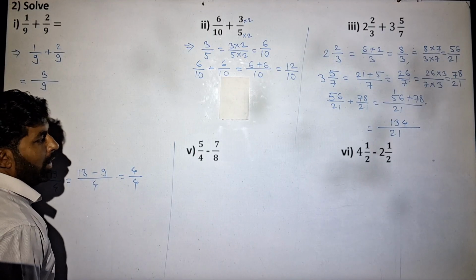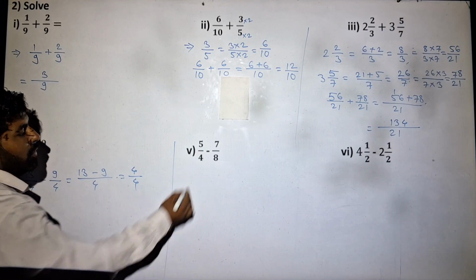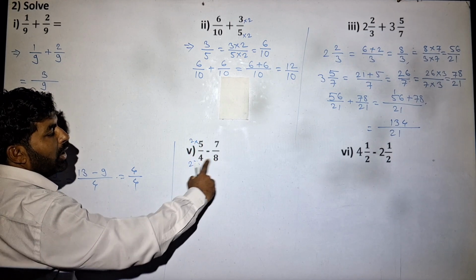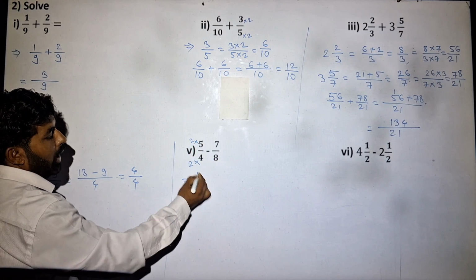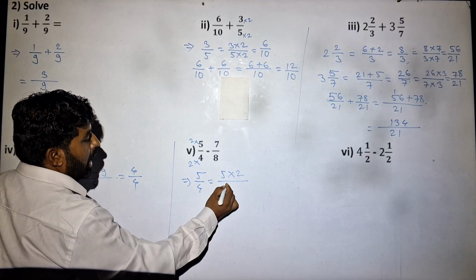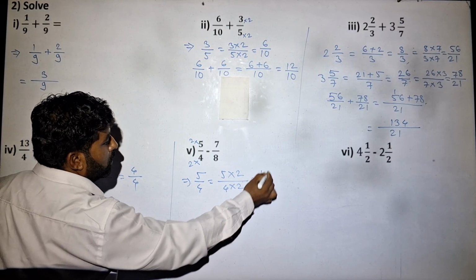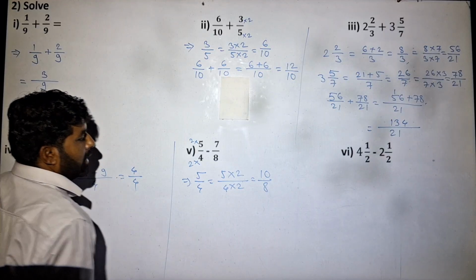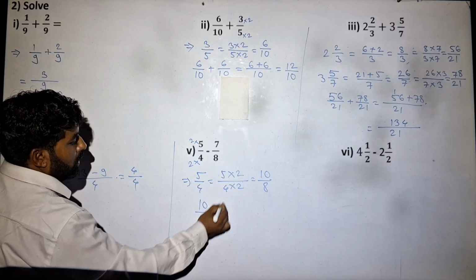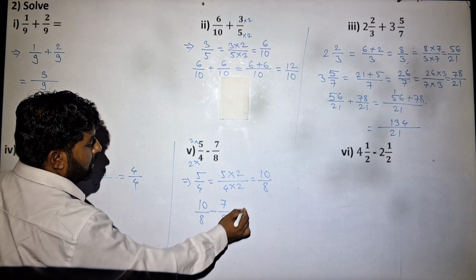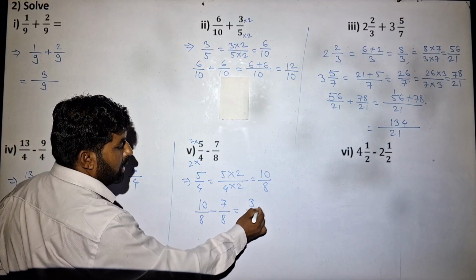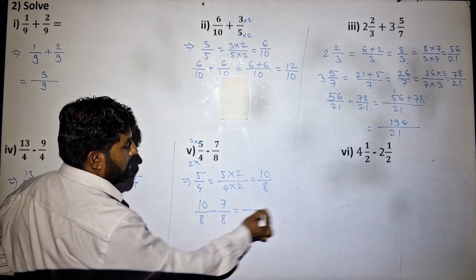Okay, 5 by 4 minus 7 by 8. If we multiply by 2 here, 4 becomes 8, and the denominators are the same. 5 by 4 can be written as 5 into 2 and 4 into 2, which is equal to 10 by 8. If we subtract 7 by 8 from 10 by 8, we get the answer 3 by 8.